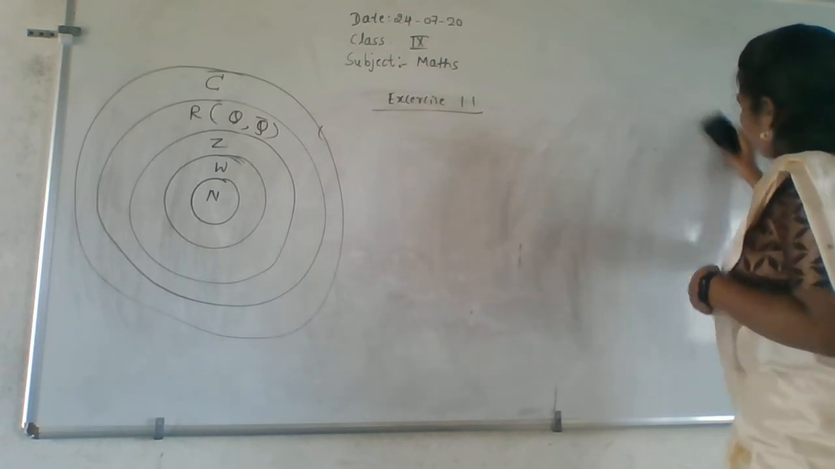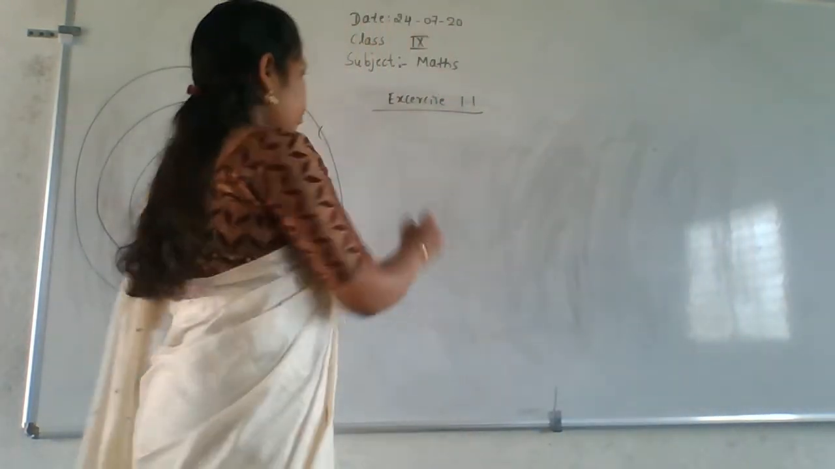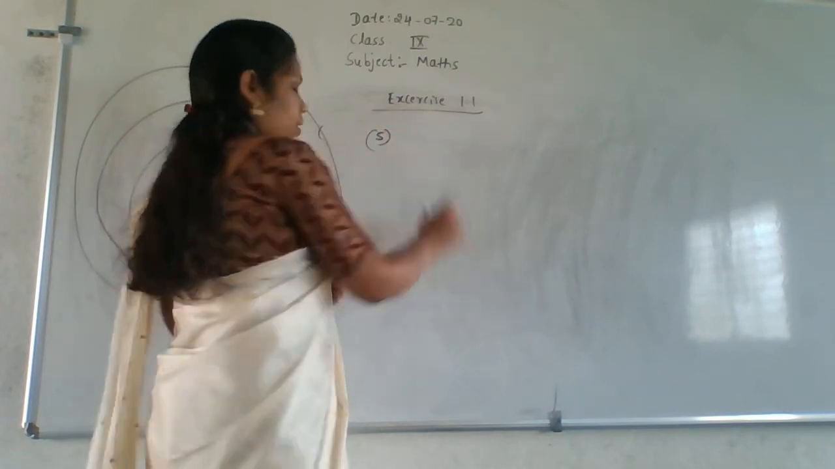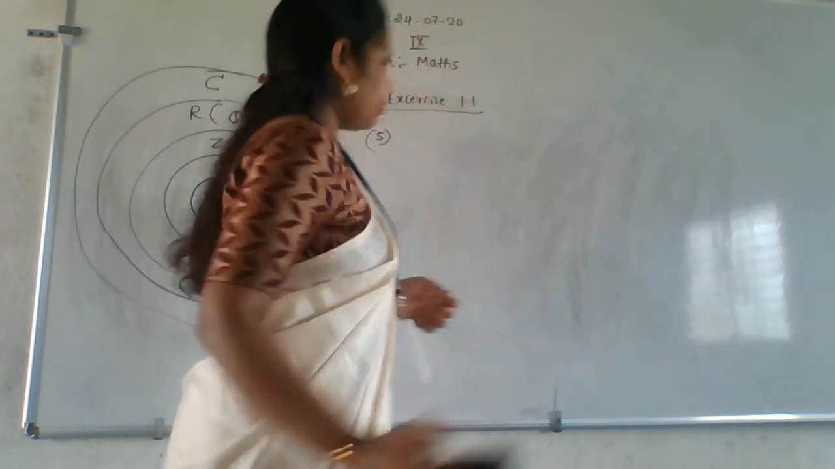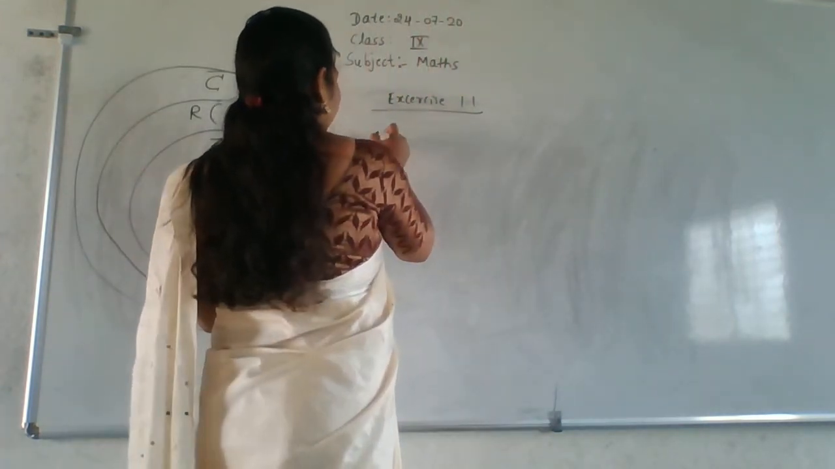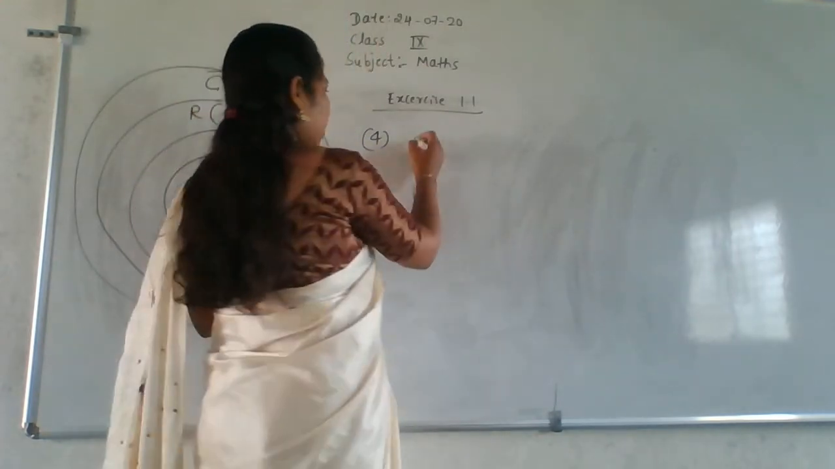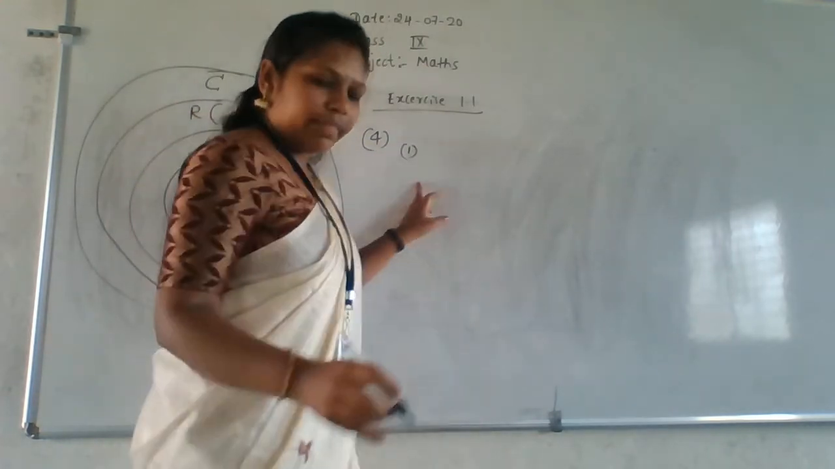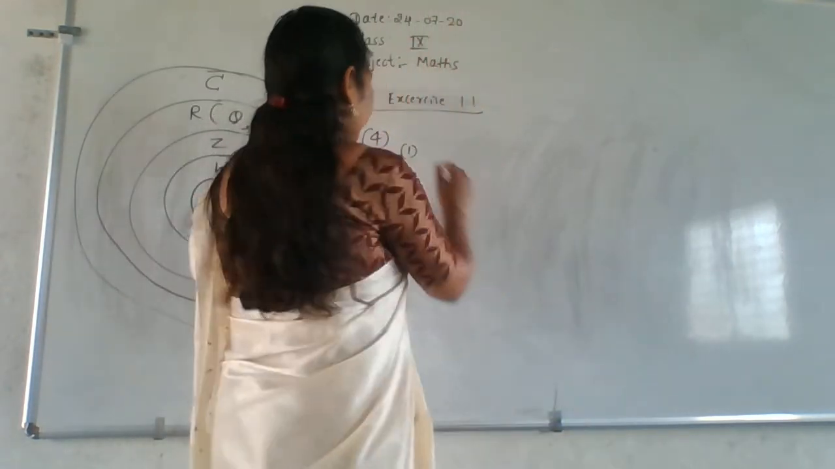I hope everyone is understanding. This is a very easy concept. Don't get confused here. The fourth question is whether the following are correct. First statement they have given here: every natural number is a whole number. First condition.